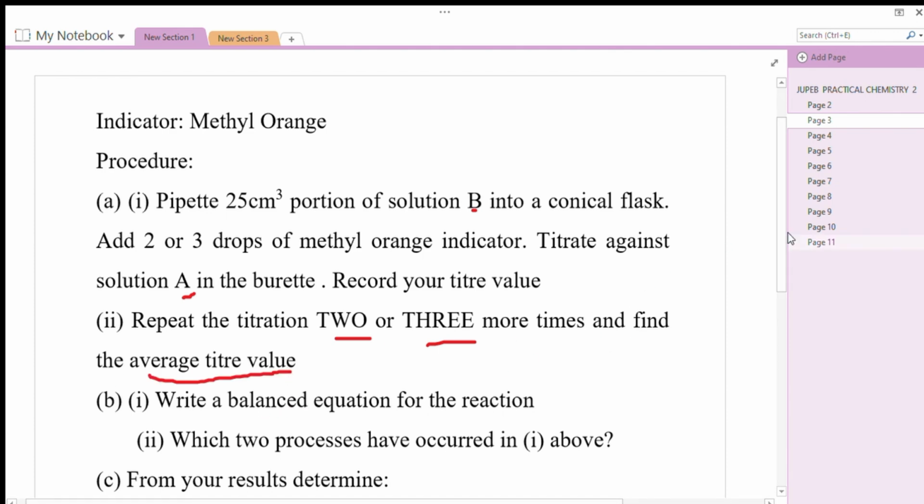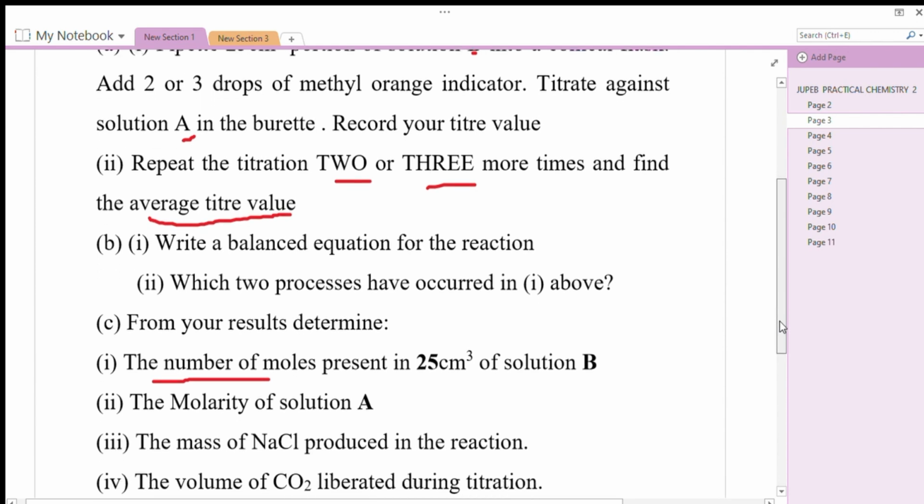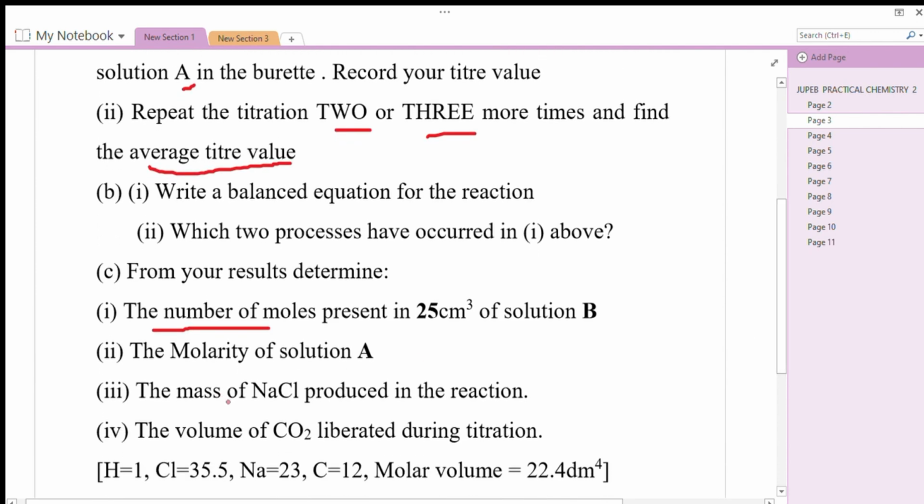So the first question is to write a balanced chemical equation for the reaction. Then, which two processes have occurred in the above reaction? And from your results, determine the number of moles present in the cm³ of solution B, the molarity or concentration of A, the mass of NaCl produced in the reaction, and the volume of CO2 liberated during the titration. And these are the parameters given.